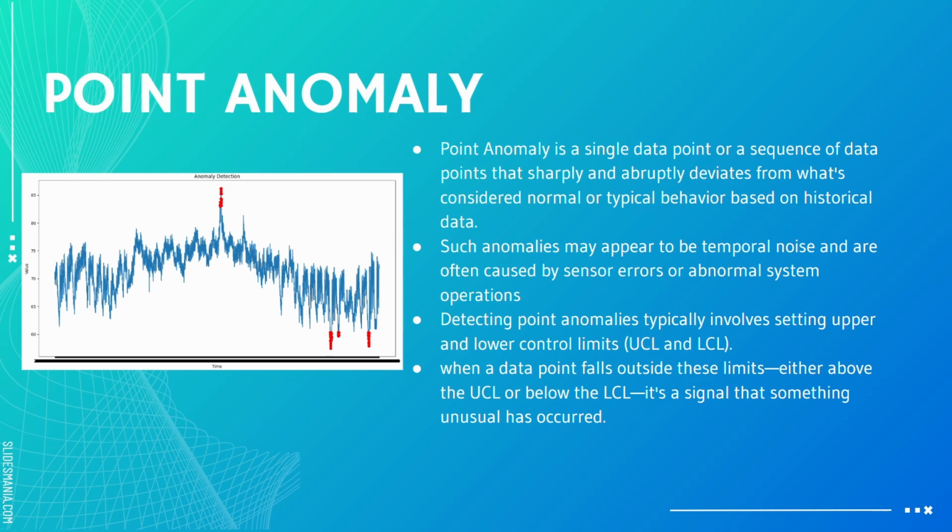Detecting these points typically involves setting an upper and lower data control limits known as UCL and LCL. These limits are boundaries which we define based on historical data. They represent the range of values under which these points appear under normal circumstances. So when a point lies outside of these boundaries, then it might be an anomaly.